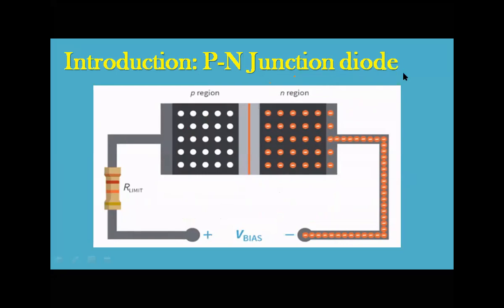In which bias is the current more? Definitely forward bias, beta, because the width decreases, and diffusion is more from this side to this side. So current is more in forward bias. Current is less in reverse bias. In forward bias the current is in milliamps, and in reverse bias it is in microamps.